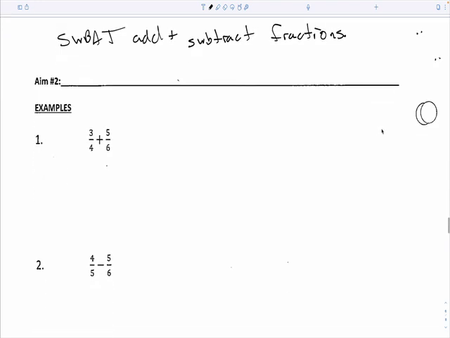Thumb up if I can add those together right now as they're listed. Thumb down if I need to change something. Can I just add 3 and 5, 4 and 6? Enter 8 over 10? Does that work? Thumb up or thumb down? Show me. Why do you disagree?